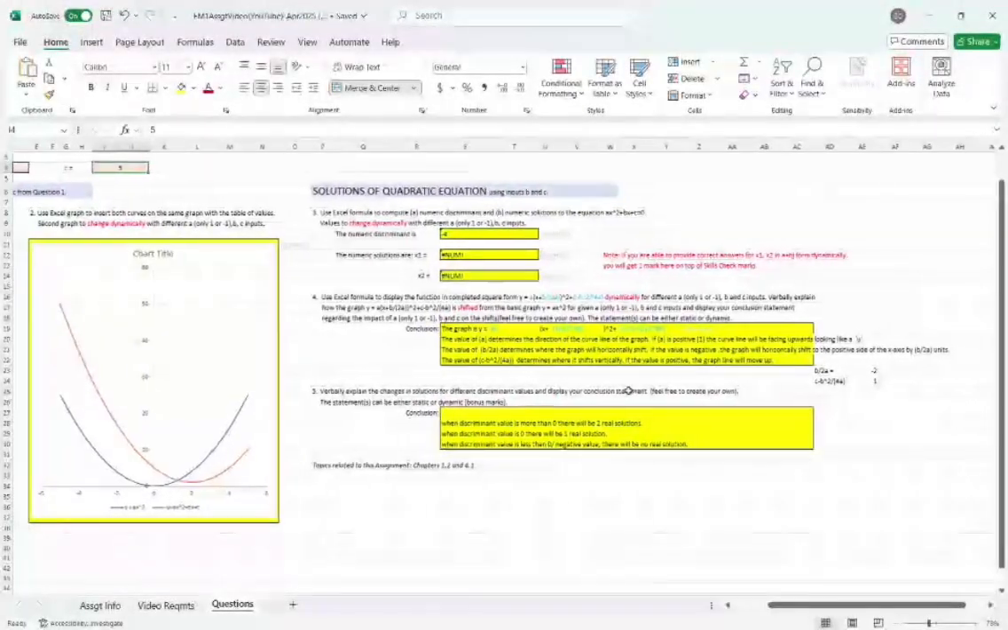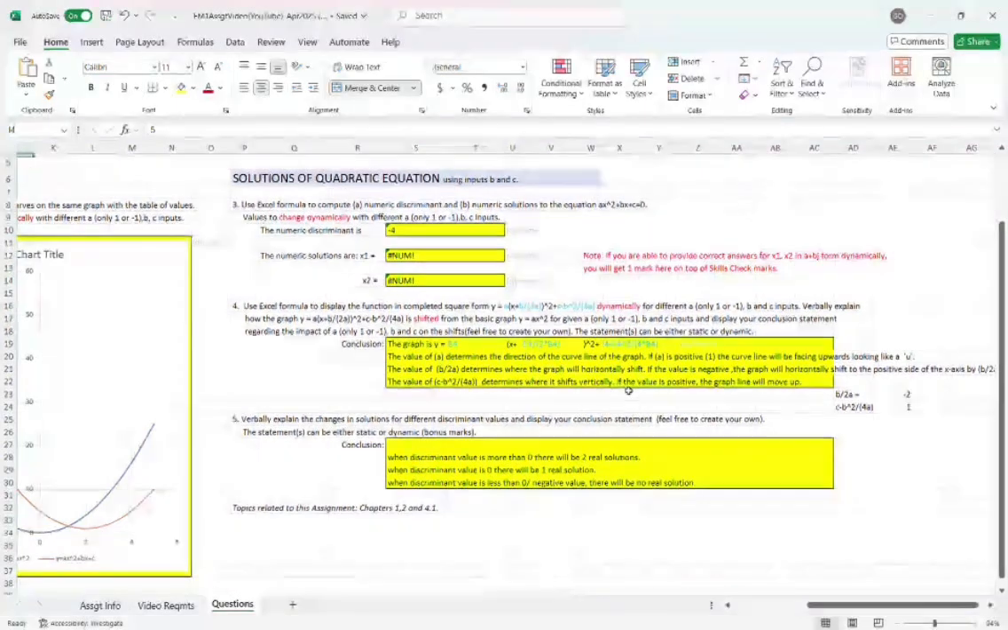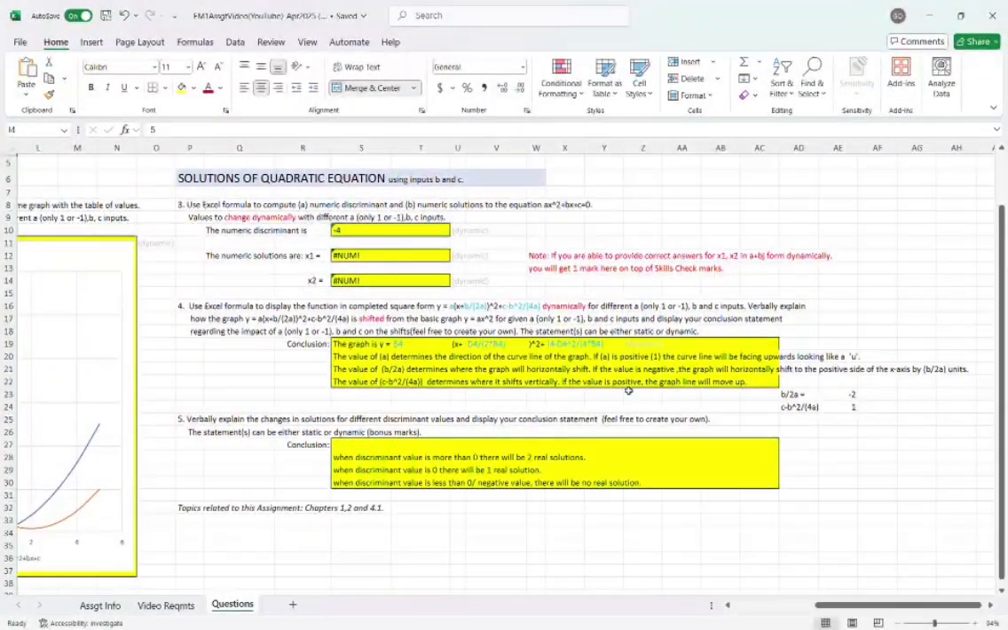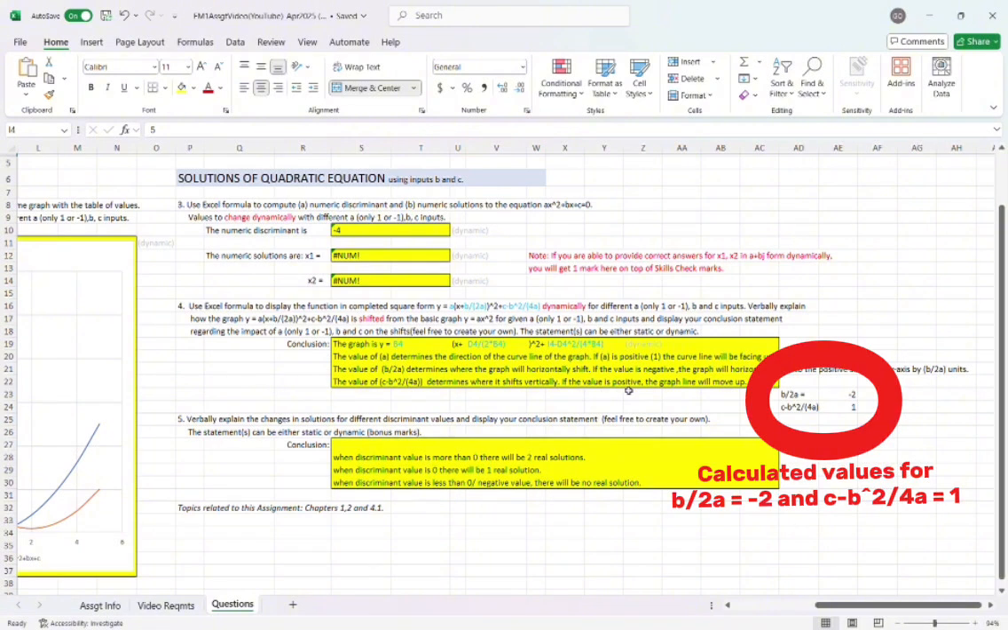This equation, y equals a bracket x plus b over 2a bracket squared plus c minus b squared over 4a, is the completed square form of y equals ax squared plus bx plus c. Before I explain how the graph will be shifted, we first have to calculate the values for b over 2a and c minus b squared over 4a. In this case, where a equals 1, b equals negative 4, c equals 5, the calculated value for b over 2a will be negative 2, and c minus b squared over 4a will be 1.